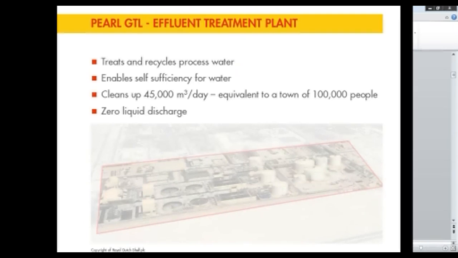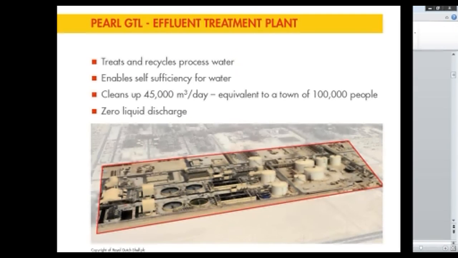So what it does with respect to water is that it treats and recycles all the process water, as just very nicely described by Frank. And in that way it enables its own water supply. So it's really self-sufficient, and therefore it doesn't draw upon the scarce water resources in Qatar. And it's also a huge water stream. We're talking about 45,000 cubes a day. That's a lot of water.